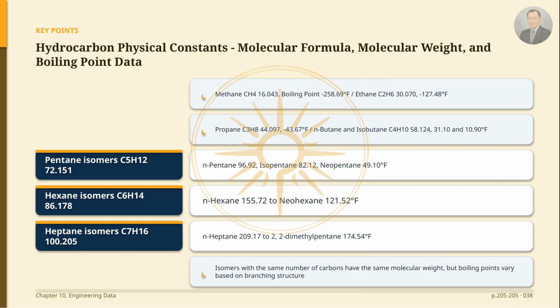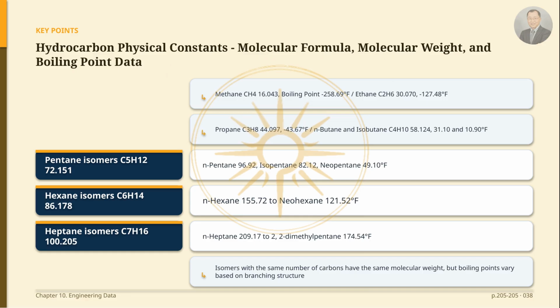I will now introduce the molecular formula, molecular weight, and boiling point data for hydrocarbon compounds. The lightest, methane, has the molecular formula CH4, a molecular weight of 16.043, and a boiling point of minus 258.69 degrees Fahrenheit. Ethane is C2H6, 30.070, with a boiling point of minus 127.48 degrees Fahrenheit, and propane is C3H8, 44.097, with a boiling point of minus 43.67 degrees Fahrenheit.